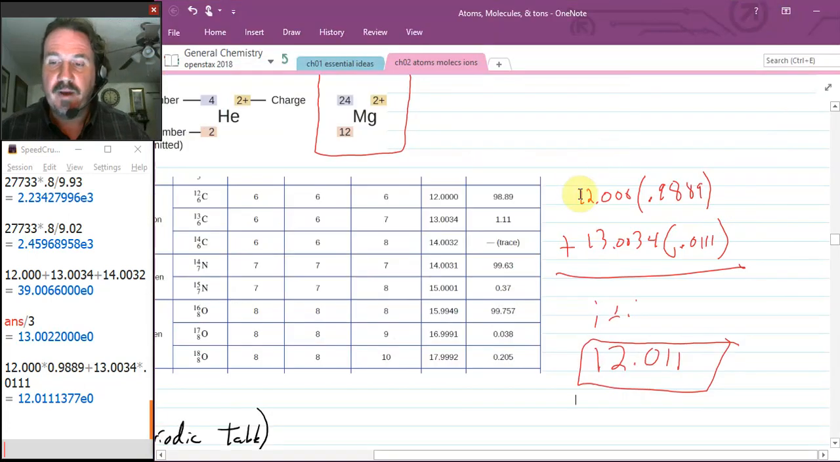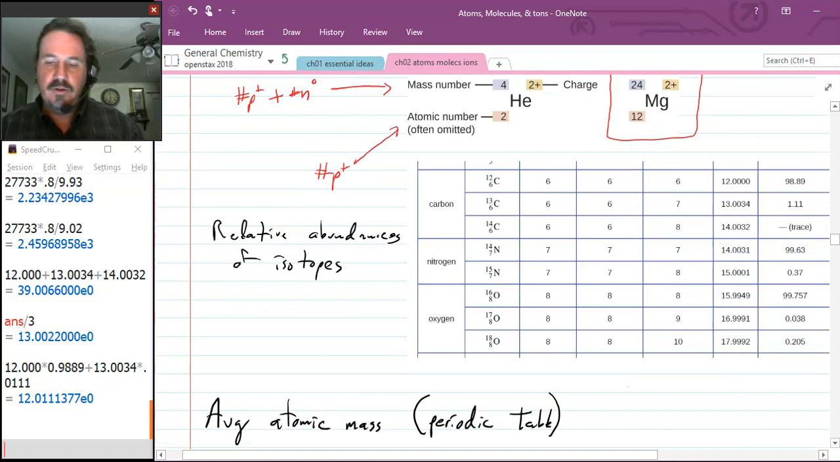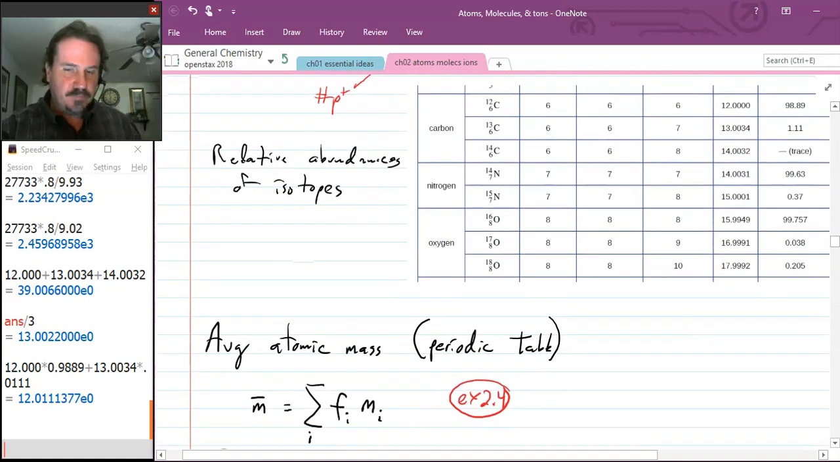These numbers are the average masses of the isotopes, but they're not simple averages, they're weighted averages. You simply take the weight of the isotope times its abundance, add them all up, and you'll get the number that's on the periodic table. You'll get the weighted average. Okay, that concludes this section.